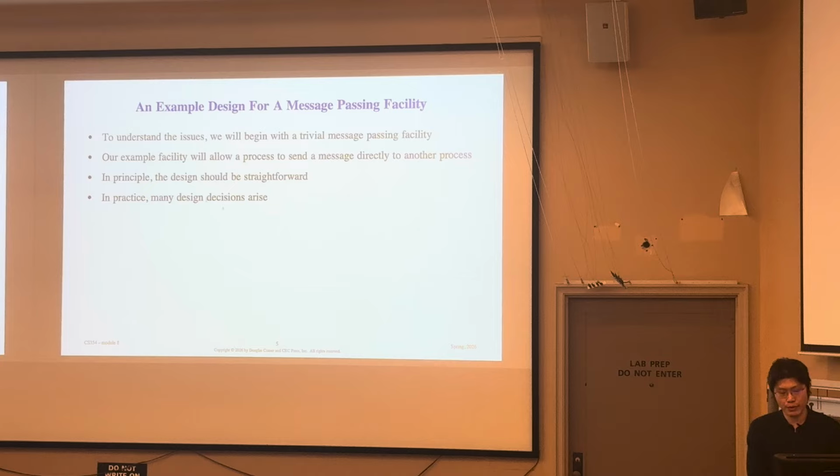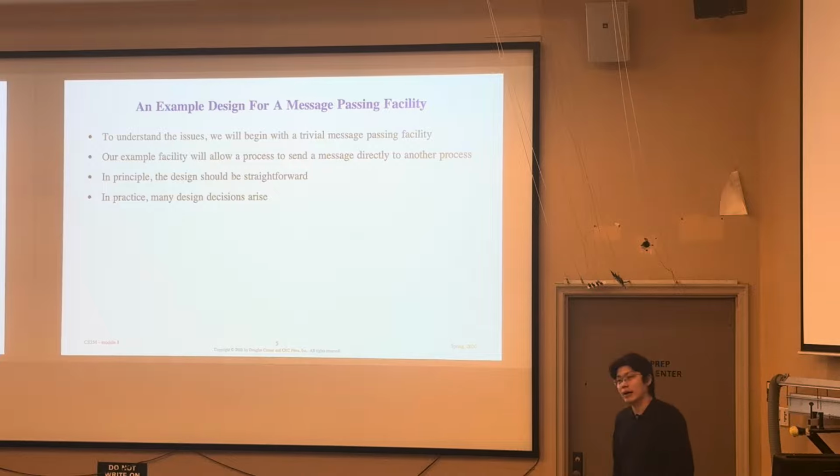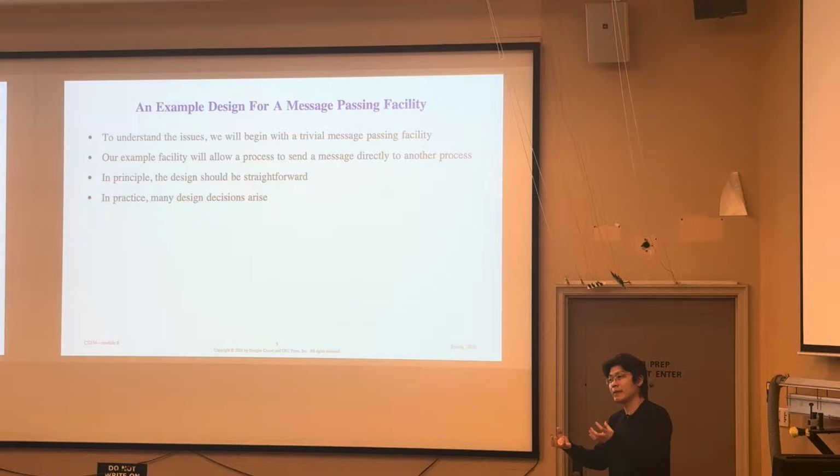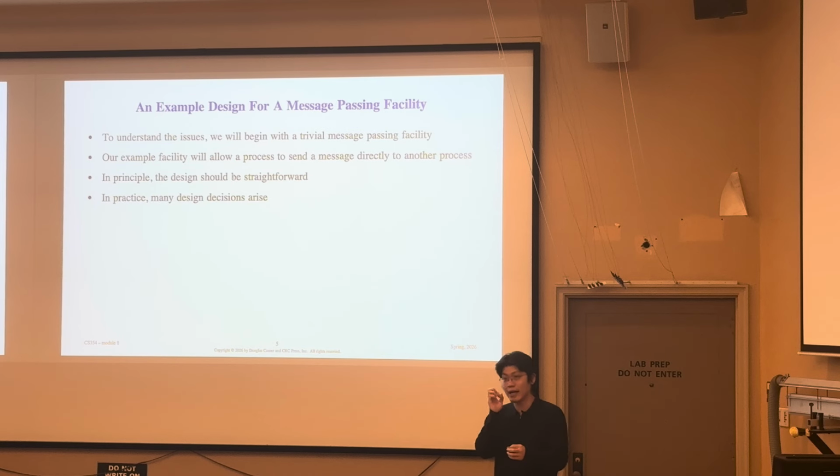To understand the issue, we begin with a trivial message passing facility, and we allow a process to send a message directly to another process. In principle, the design should be straightforward, but in practice many design decisions arise. In ZeNu, the high-level idea of message passing is very simple. You have one message slot in every process. A process can only send one message at a time, and can only receive one message at a time.